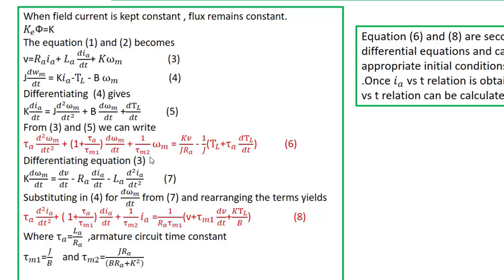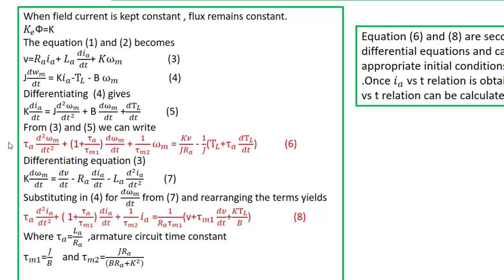Now differentiate equation number 3. We will get K d omega m/dt is equal to dV/dt minus Ra dIa/dt minus La d2Ia/dt squared. Substituting in 4 the value of d omega m/dt from 7, and rearranging the equation, you will get tau a d2Ia/dt squared plus (1 plus tau a by tau m1) dIa/dt plus 1 by tau m2 Ia is equal to 1 by Ra tau m1 B plus tau m1 B dV/dt plus K TL by B.